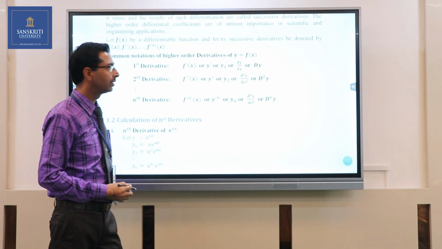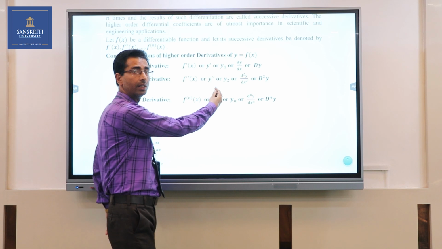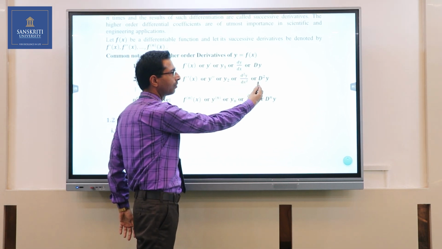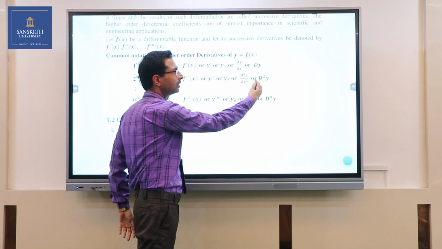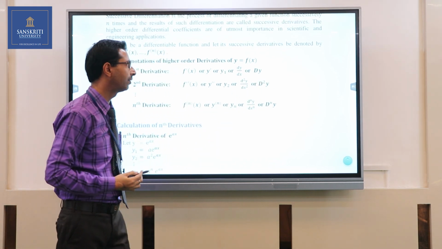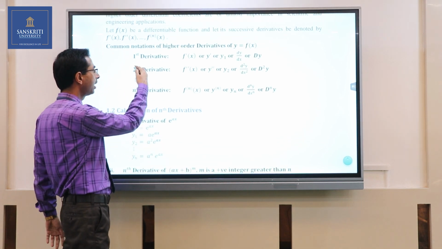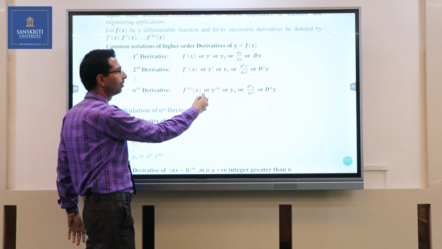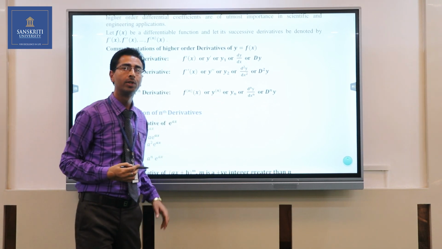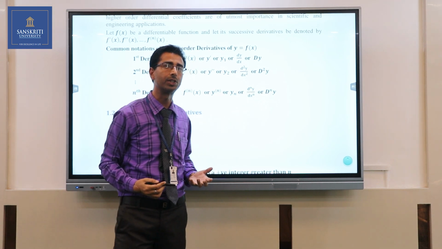The second derivative is f double dash x, that is called y double dash, or we can write it as y2, d2y by dx square. This is the second derivative. d2y by dx square is called the second derivative of the differentiation. And so we find the nth derivative f n x, or y to the power n, or yn x. This is called the nth derivative. Differentiation again and again is called successive differentiation.